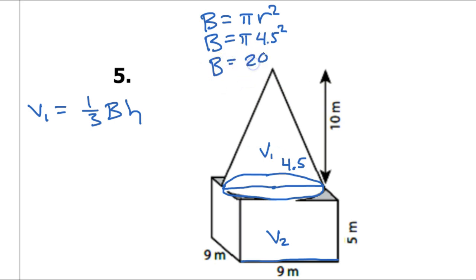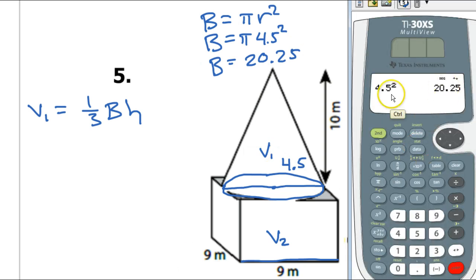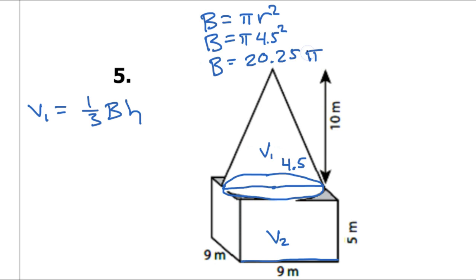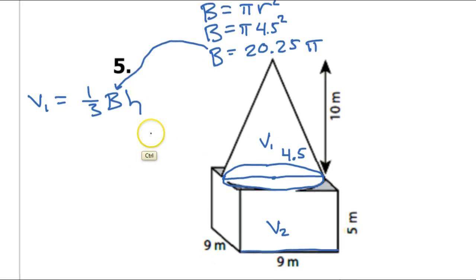So I have a choice. I can either put 20.25, because that's what 4.5 squared is, and then I can just put a pi next to it. So I squared the 4.5 and I kept the pi. That way I still have an exact answer to put right here. I don't want to round twice.